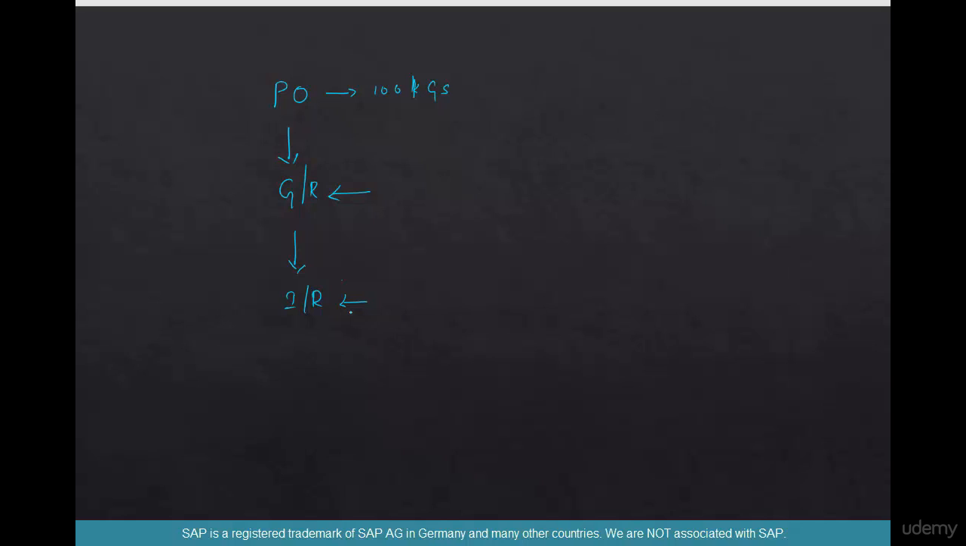So the first step that we are going to do is create a PO, GR, IR, and after that we're going to return 50 kilos of coffee. Right? So let's do that.